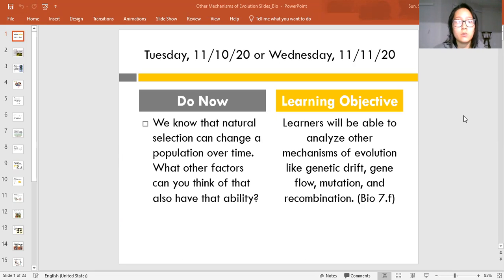Okay, so let's do the do now question first. It says, we know that natural selection can change a population over time. What other factors can you think of that also have that ability? What kind of things can cause a big change inside of a population? I'll give you an example. Natural disasters are an example. What else? You can't use mine. What else?